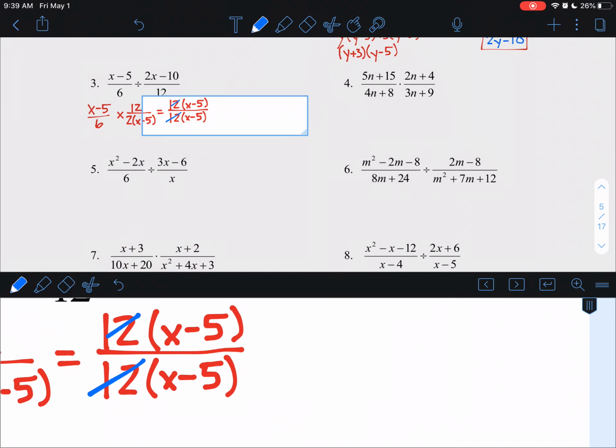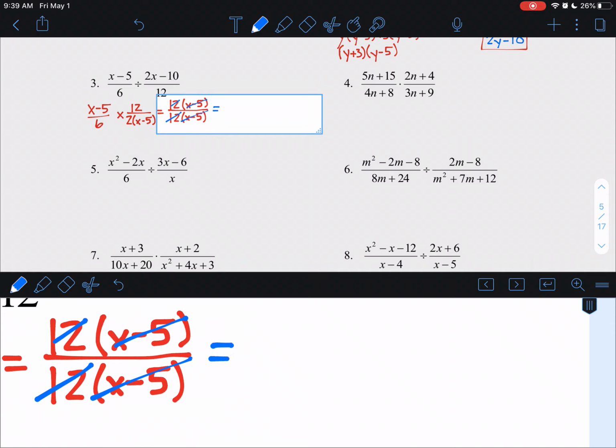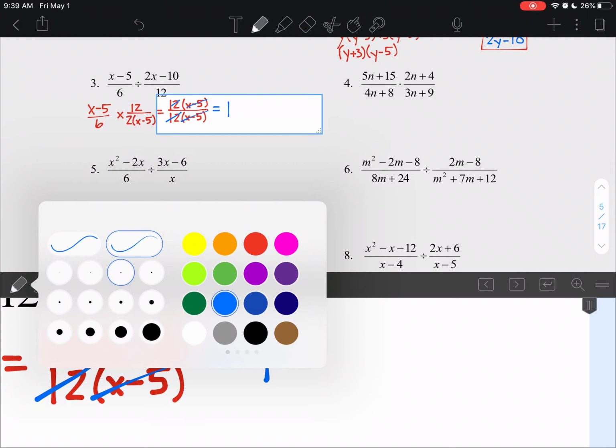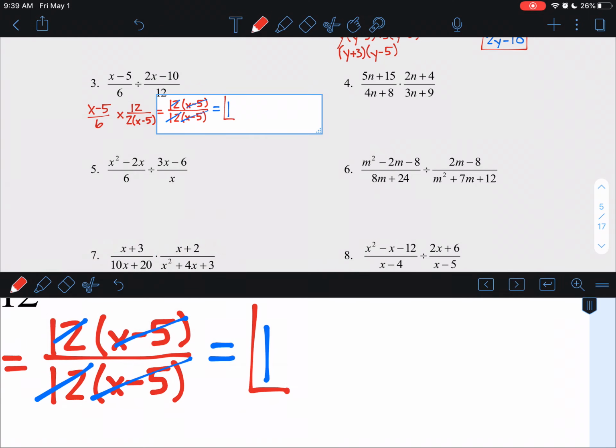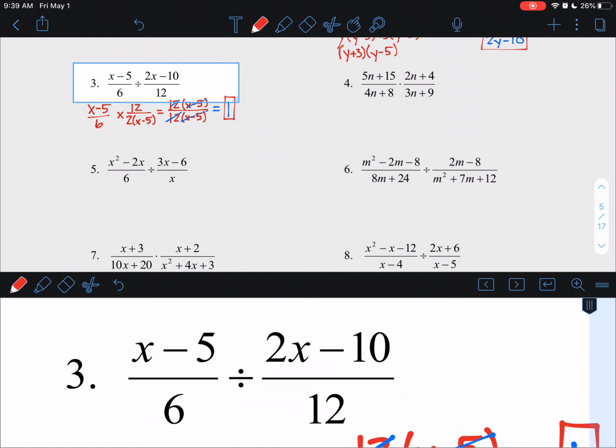12 over 12 cancels out. X minus 5 over x minus 5 cancels out. I'm left with nothing. My answer is not 0 though, because this is a number divided by itself. That's like saying 3 over 3. And 3 over 3 is not 0. 3 over 3 is 1. So my answer to this one is just 1. So x minus 5 over 6 divided by 2x minus 10 over 12 is 1.